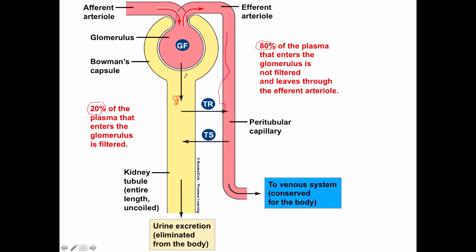So there's a lot of things that we filter that we really want to take back. And tubular reabsorption is an opportunity for us to take back these things that we filtered but we don't want to excrete. Now, unlike glomerular filtration, tubular reabsorption can be passive, it can be active, depending on the substance, but it is always selective. We're very selective in what we reabsorb.